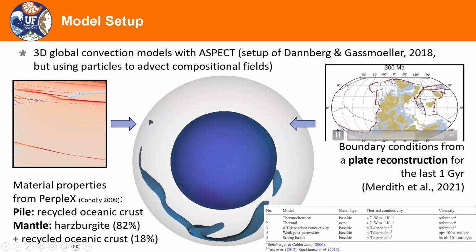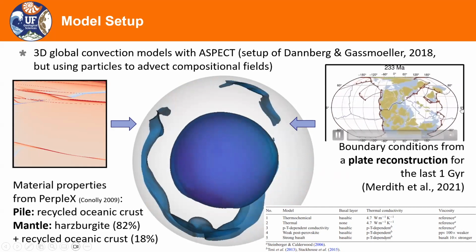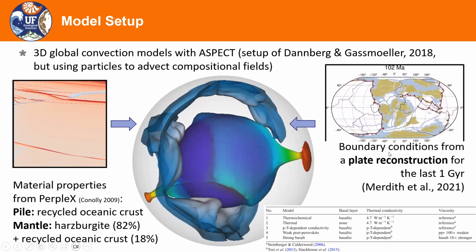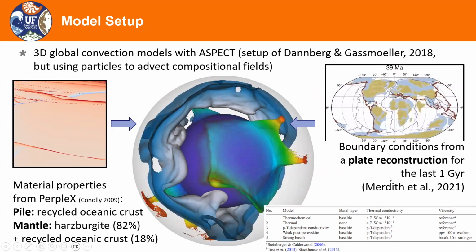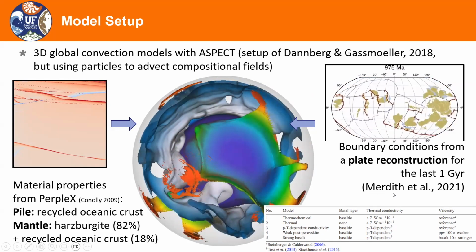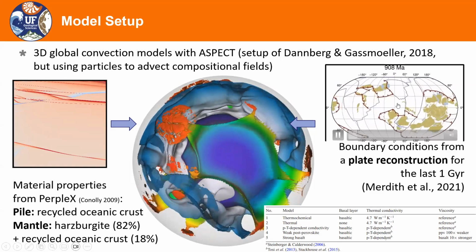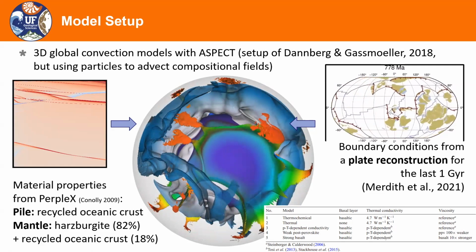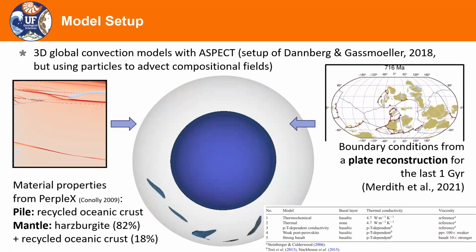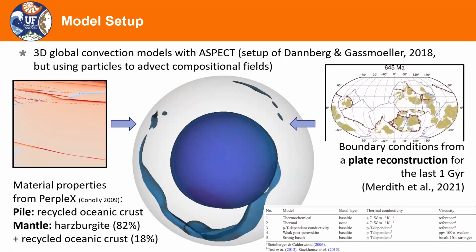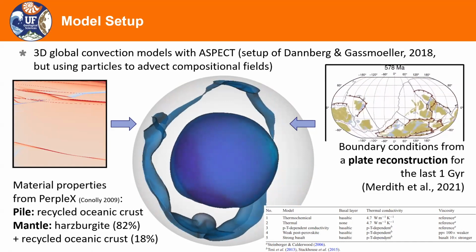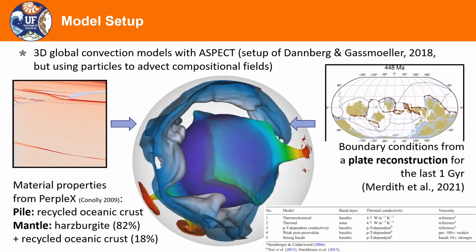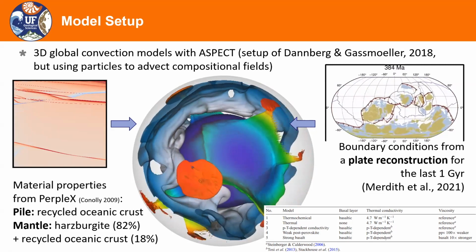But what I want to show on this slide is the plate reconstruction that we have used. So we are using the reconstruction for the last 1 billion years based on the study by Meredith et al. And as I said, everything further back than 300 million years, definitely further back than 500 million years, there are high uncertainties associated with that. So keep that in mind, that we are maybe not creating the perfect time series of what's going on in the mantle and at the core mantle boundary.